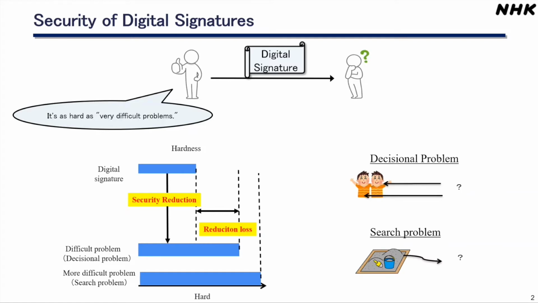There are two types of difficult problems, decision problems and search problems. Decision problems determine whether a statement is true or false, and they are widely used as a basis for security. On the other hand, search problems are to find the solution by yourself, and are generally considered more difficult than decision problems. So a digital signature scheme based on a search problem is generally more secure.